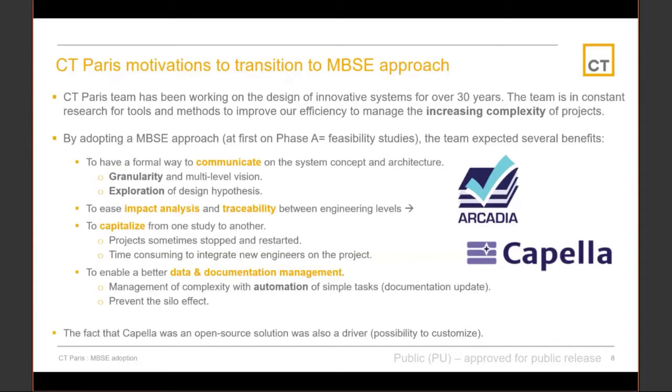And eventually, making people more productive, with better data, documentation management, and automation of tasks. That was the 4 main assets that we are looking for.